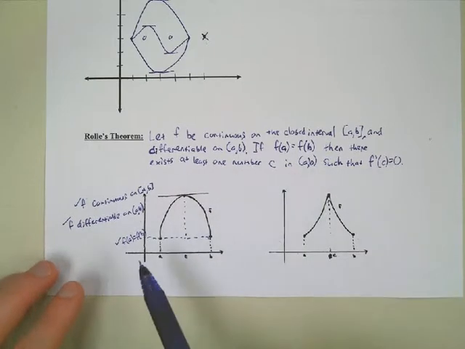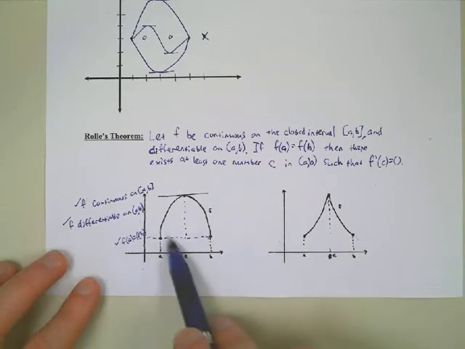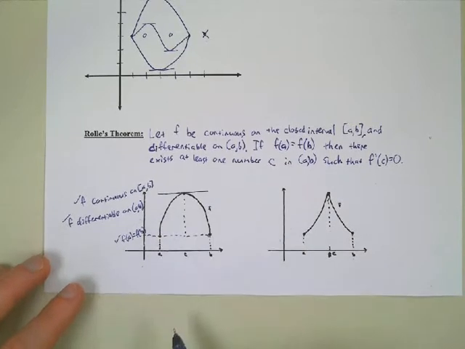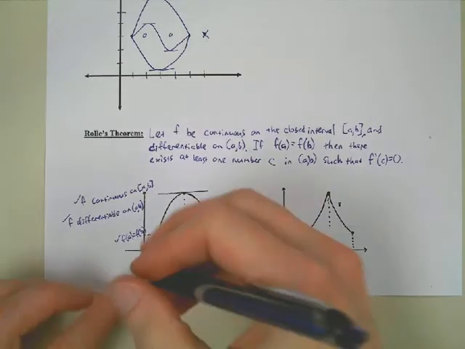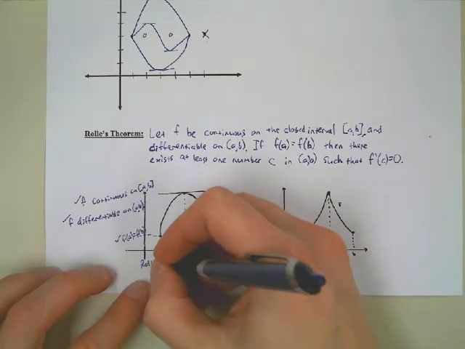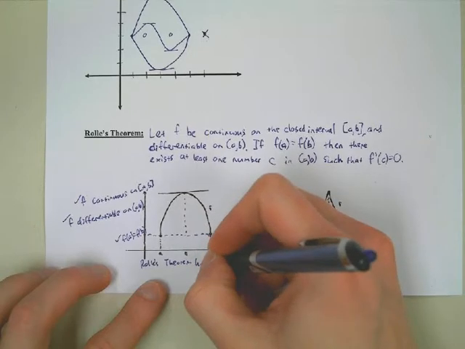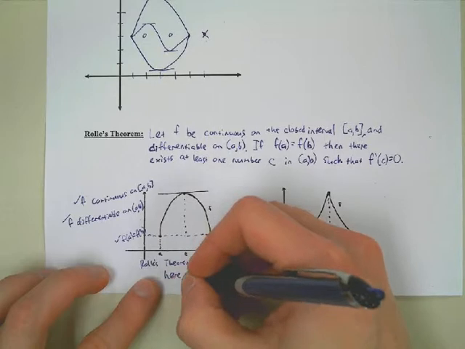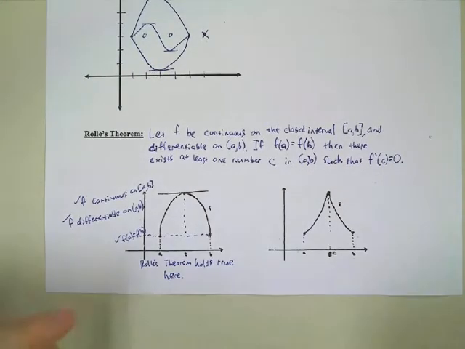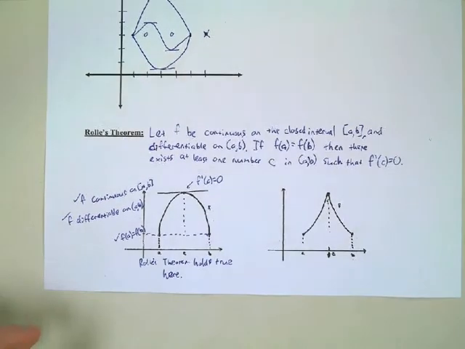Now looking at the picture here, there's only one place between a and b where the derivative equals 0, and that's right there. So there's only one, but there could be more than one. We saw with Christian's example, there could be more than one. So Rolle's theorem holds true right here. Rolle's theorem is true here. There's where f prime of c equals 0, right there. That's that c value.